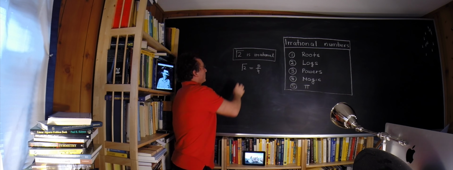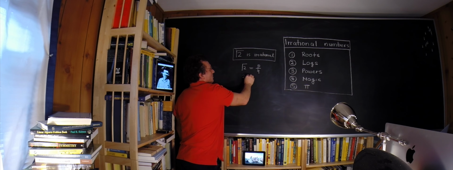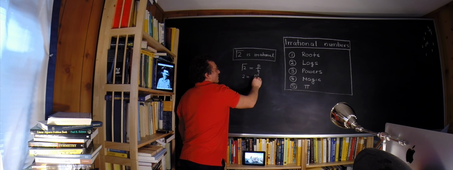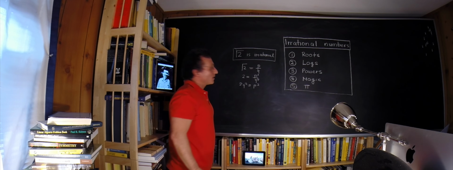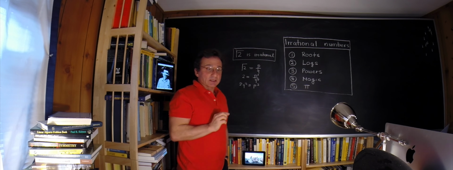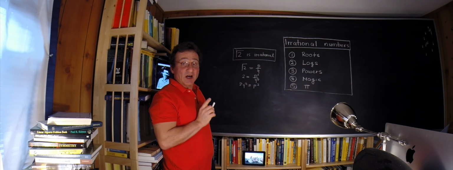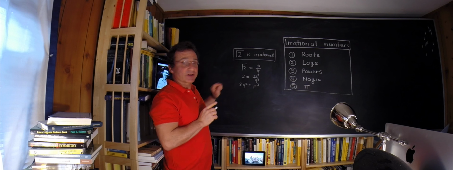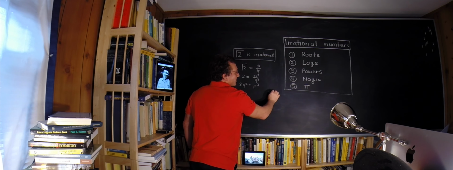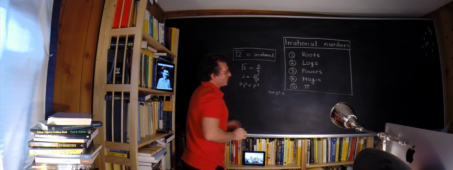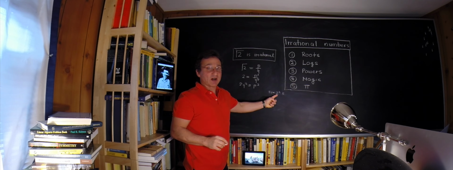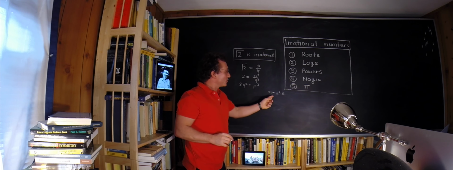Now we can square both sides, and see that 2q squared is equal to p squared. Now let's look at the prime factors, especially at the prime factor 2. Say 20 is equal to 2 squared times 5, right? 4 times 5. And so there are two prime factors 2 in 20.